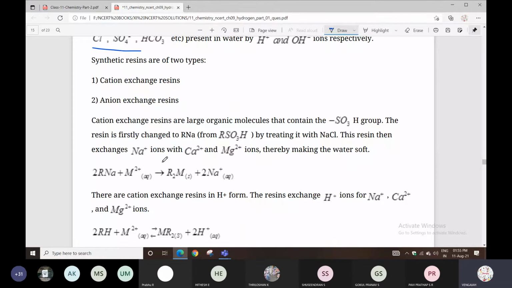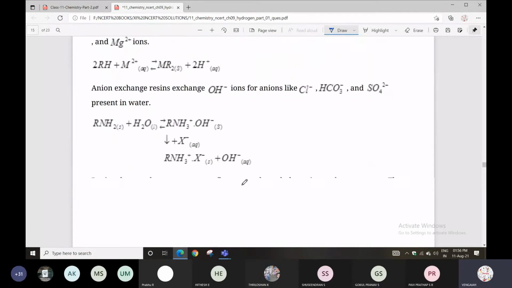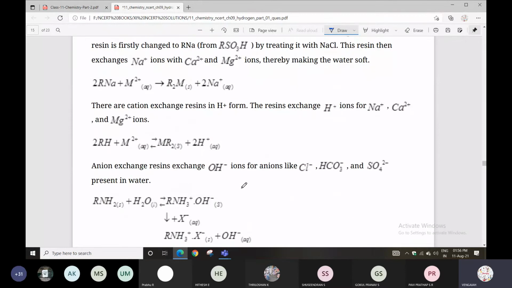Cation exchange resin: the large organic molecules that contain the SO3H group, the resin is first changed to RNa by treating with NaCl. This resin then exchanges sodium ions with calcium and magnesium ions, thereby making the water soft. There are also cation exchange resins in H plus form. The resin exchanges H plus ions for Na plus, Ca 2 plus and Mg 2 plus ions.